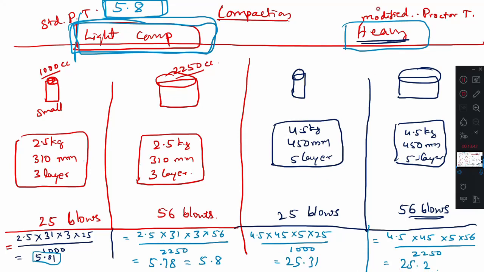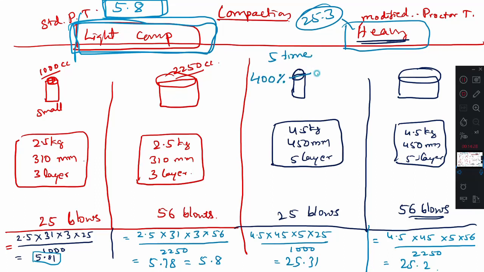Now see, the heavy compaction is 25.3 or something near that. Means you come to know that heavy compaction is heavier, light compaction is lighter. How many times is heavy compaction heavier? Approximately 5 times heavier. 5.8 and this is 25, approximately 5 times heavier than the light compaction. This is a very important question. Many times they will ask, heavy compaction is how many times heavier? 5 times it is heavier.